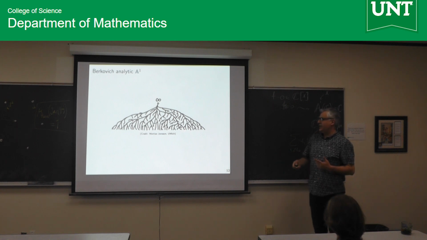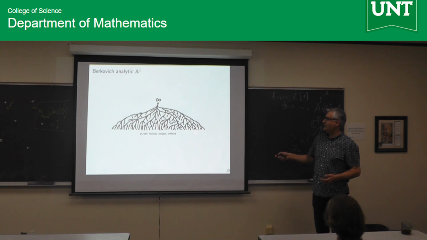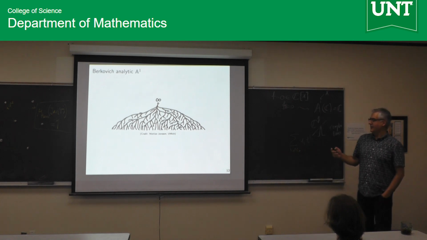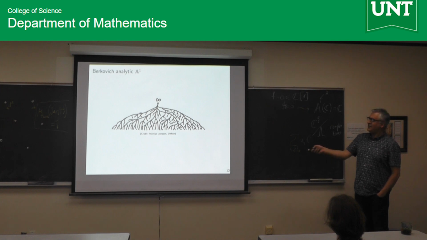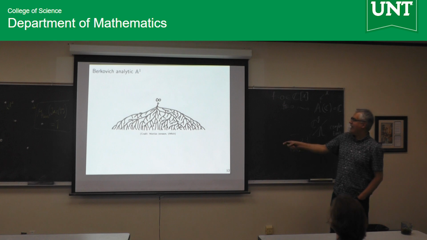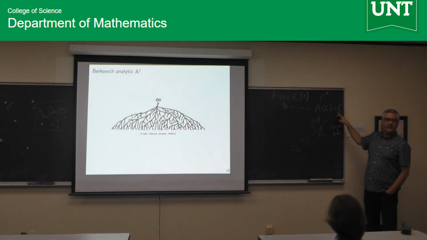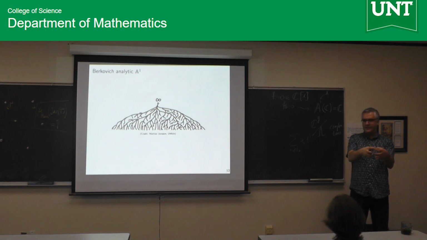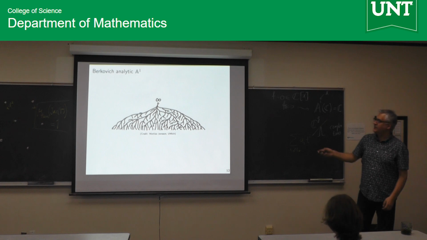And Berkovich's solution adds all these points above. It makes some kind of a space which is very connected. It's like a tree, looks like a tree, some hairy thing. And if this is your analog of the complex plane, Riemann surfaces locally look like the complex plane. It has a covering by patches that look like the complex plane.